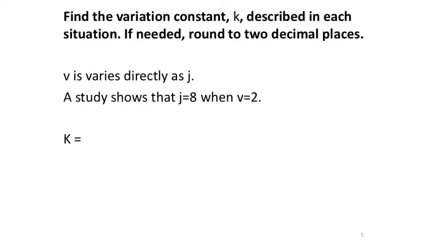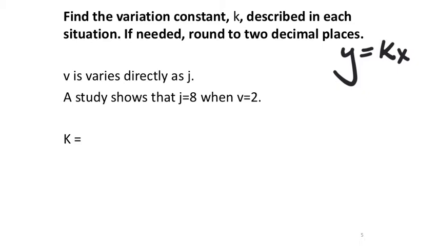All right, find the variation constant, the K right there, which we just saw, right? y equals Kx, and I know they're using different letters here, but I just want to point this out, what we saw on the last slide there, y equals Kx. Describe in each situation, if needed, round to 2 decimal places. No problem, we can do that.